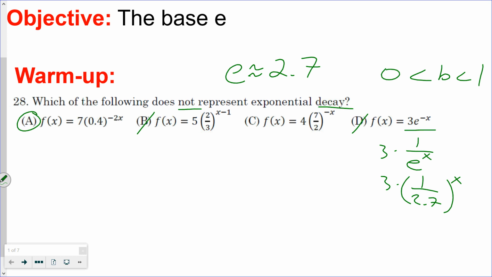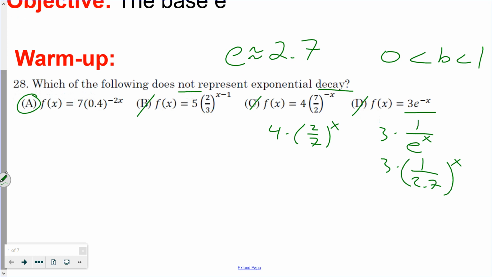For the rest, you just flip the fraction. So for C, 7 over 2 becomes 2 over 7 when you flip that negative. And then for B, we have 7 times 0.4 to the negative 2x. So 0.4 is the same as 4/10. To get rid of that negative, I can just rewrite it as 10 over 4 to the 2x.